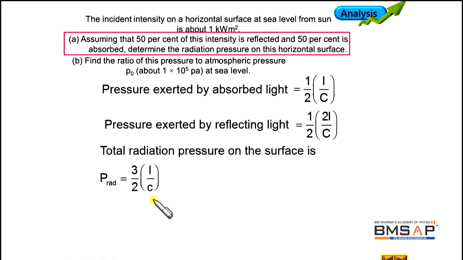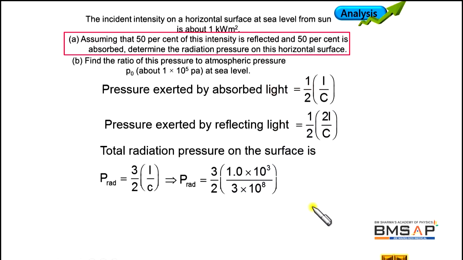Now, we can find the value of P radiation, that is the radiation pressure, and we know the value of I, that is 1 kilowatt per meter square. We know the velocity of the light, that is 3 into 10 to the power 8 meter per second. So, let us substitute the value. 3 and 3 will get cancelled, and after calculation, this is 1 by 2 into 10 to the power minus 5. So, this is 5 into 10 to the power minus 6 Pascal. This is the answer to the first part of the question.